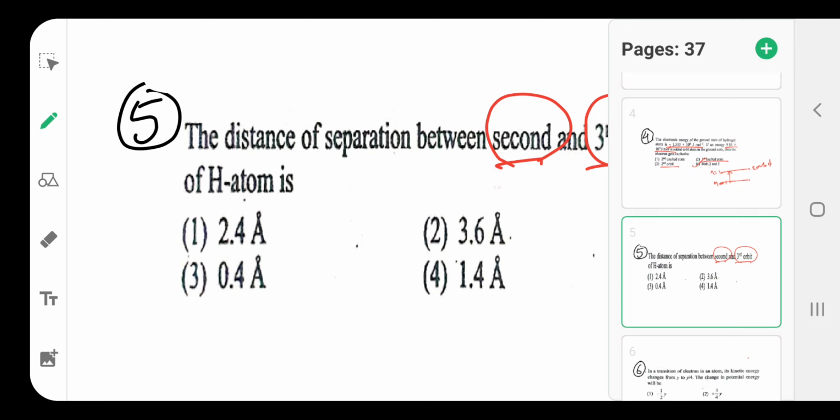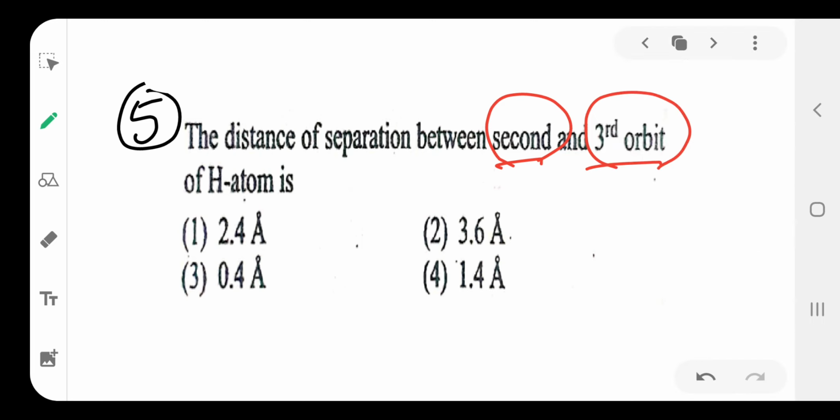Here they given 2.4, that is wrong. It is 2.64 angstrom units. So the option is 1.